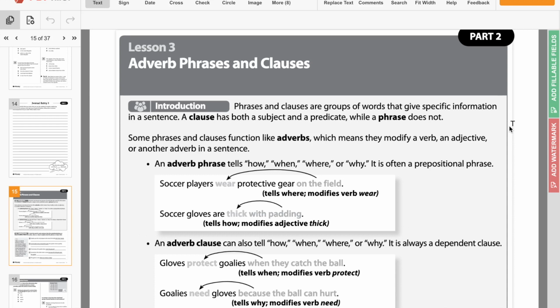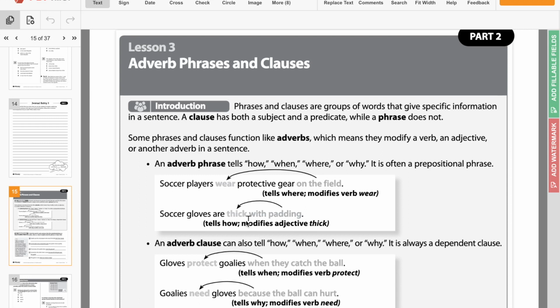So if we look here, the example they give us is: soccer players wear protective gear on the field. So wear is our verb, and here our adverb phrase is on the field because it's describing where the verb is happening. So where did they wear it? On the field. So it's answering that question of where. The difference between an individual adverb and an adverb phrase is that an adverb phrase is more than one word, obviously. So on the field describes where they wore protective gear.